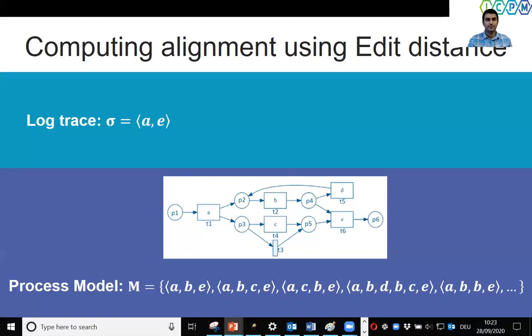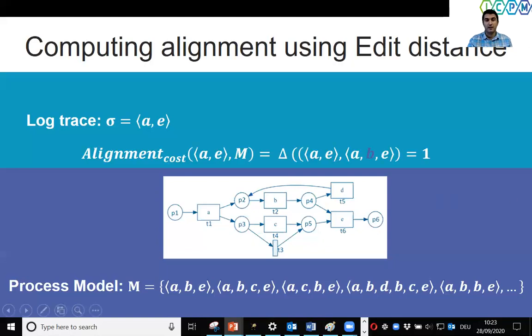For example, suppose that we want to compute the alignment cost for a trace like AE. The most similar model trace to AE is ABE, and we can transfer AE to ABE by inserting B between A and E. Therefore, the edit distance of them is 1.